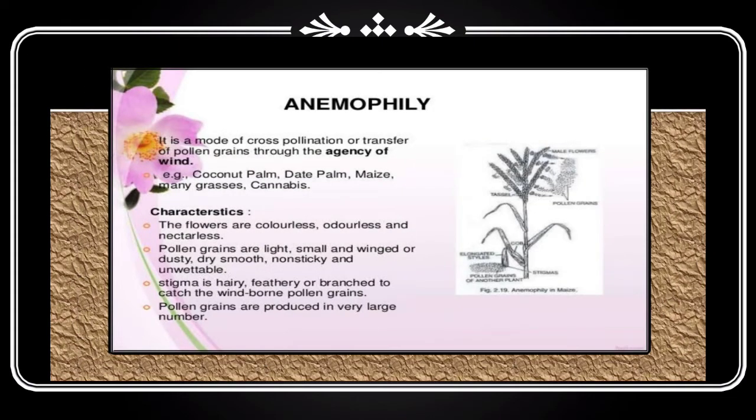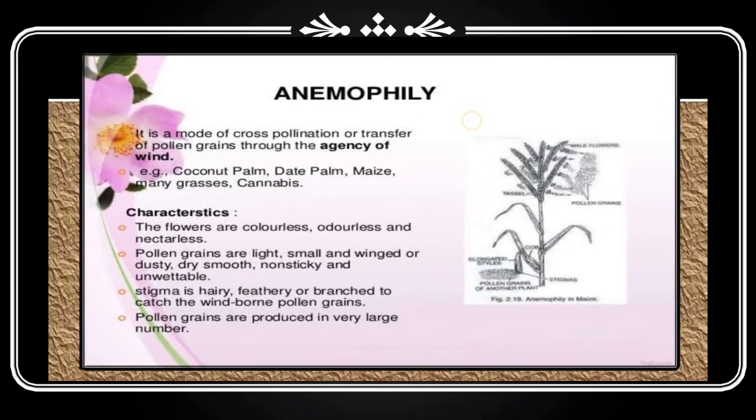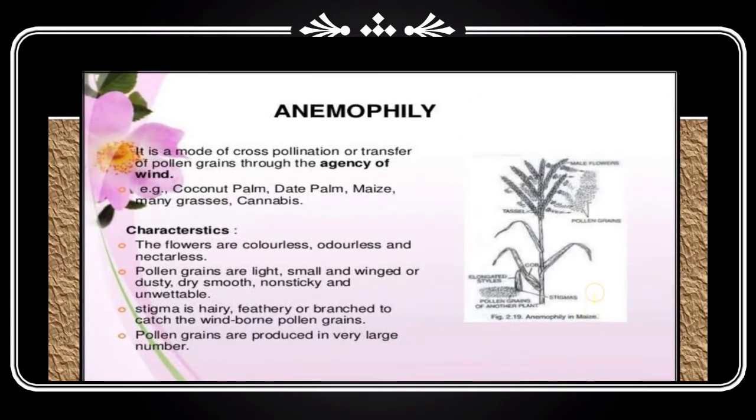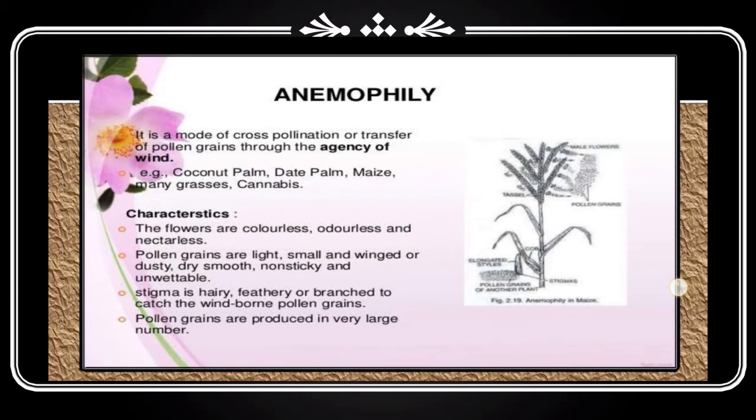Anemophily is a mode of cross-pollination, or transfer of pollen grains, through the agency of wind. Examples: coconut palm, date palm, maize, many grasses.